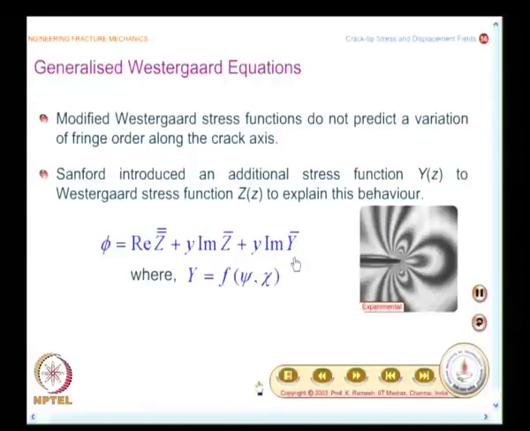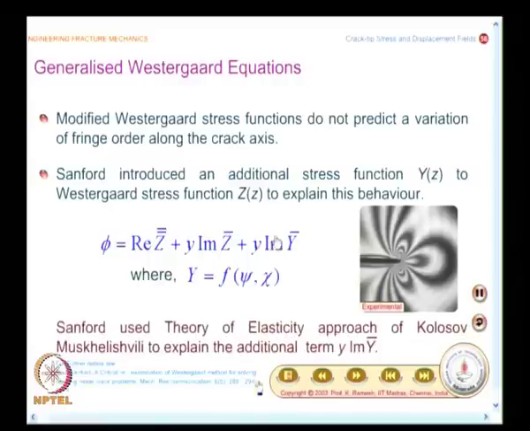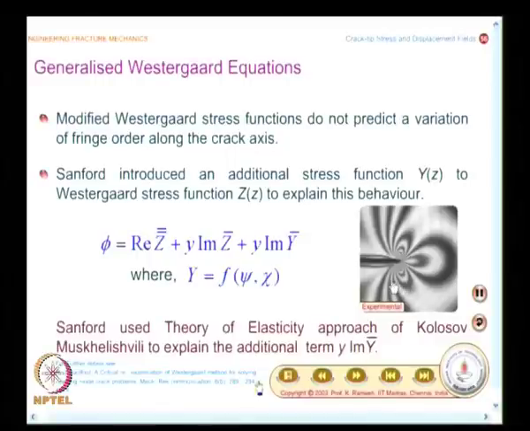Sanford justified that the introduction of an additional stress function is necessary, because if you look at the Kolosov-Muskhelishvili formulation, in general any Airy stress function is given as two analytic functions in suitable combinations. So, from that logic, he was able to justify why we need to have an additional stress function Y, and we would see what was the implication of it. And you have to keep in mind the kind of fringe pattern that you come across in the most general situation.